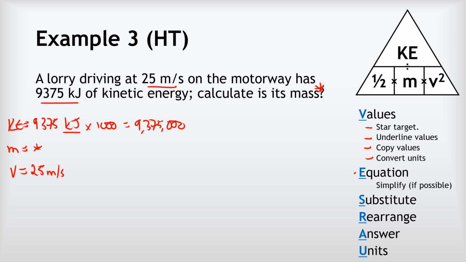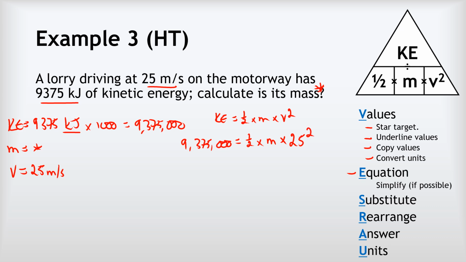Once we've got all the values sorted, we can get on with our equation. So the equation is KE equals half multiplied by m multiplied by v squared. So we can say the KE was 9,375,000 equals half multiplied by m, our unknown, multiplied by 25, that's our velocity, squared.